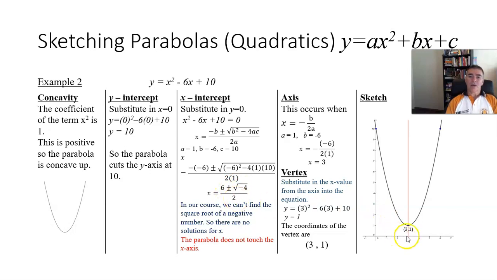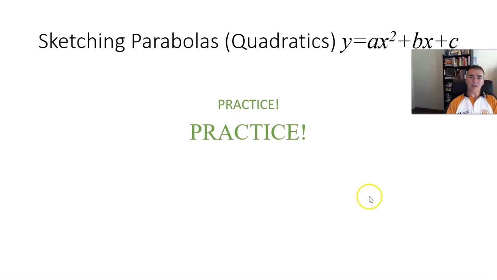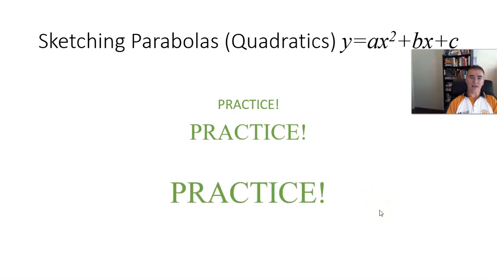So what you need to do is practice, and you're going to get a fair few different types. You're going to get concave down, you're going to get concave up, some that have no x-intercepts, some that will have just the one x-intercept, and some that'll have 2 x-intercepts and possibly surds. So you need to practice all of those and practice again, and that way you'll get better.